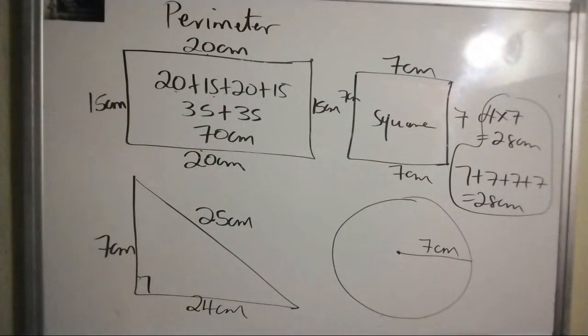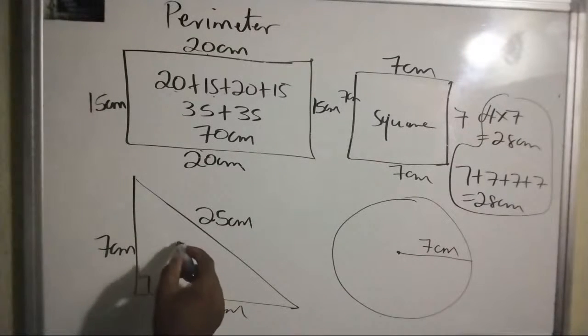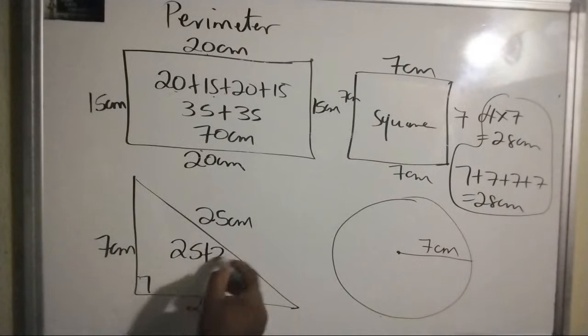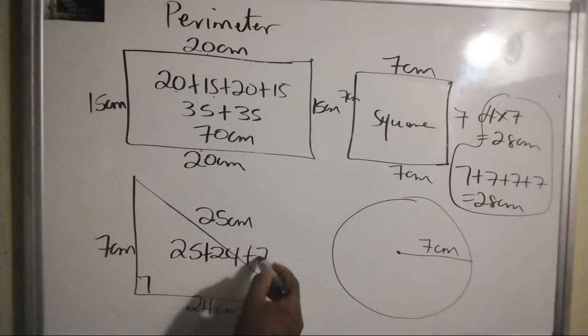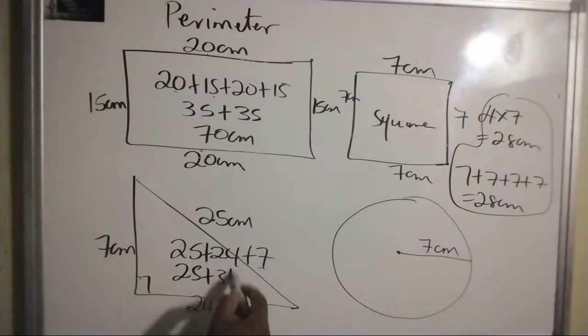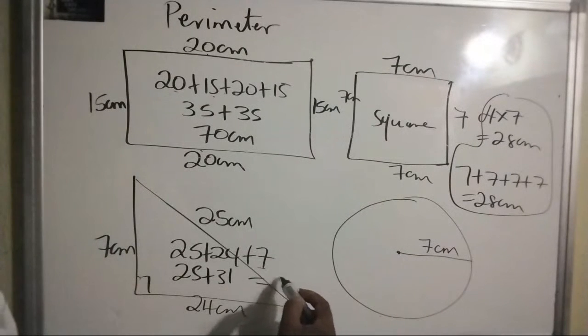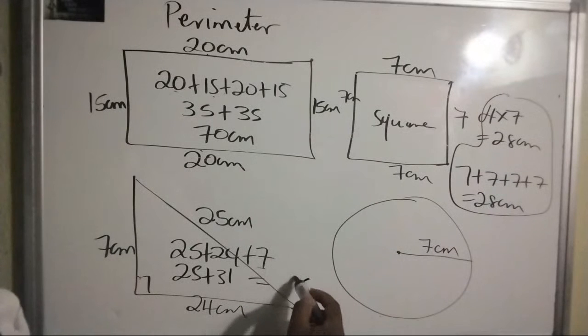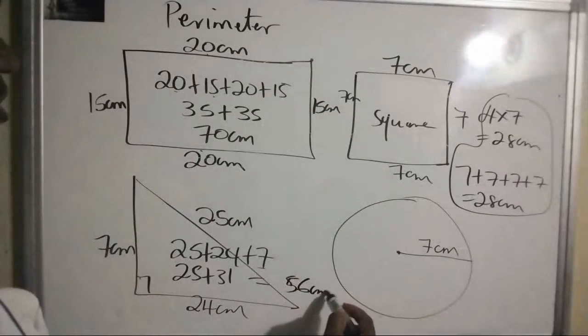And for the triangle, it has 3 sides, right? And triangle means 3. Tri means 3. So we add all 3 sides, so it's 25 plus 24 plus 7. This and this will give us 31. So it's 25 plus 31, and that gives us 56 centimeters.